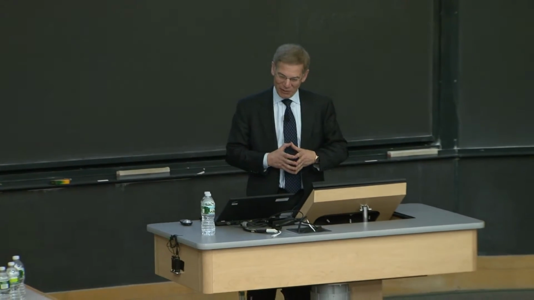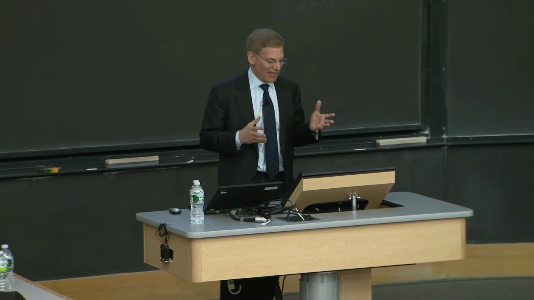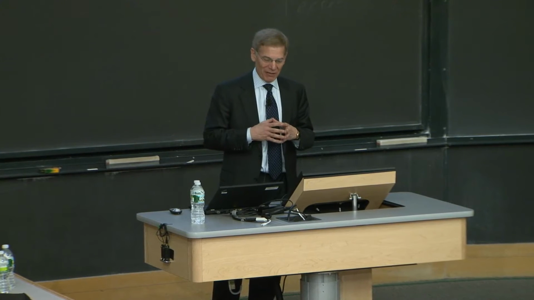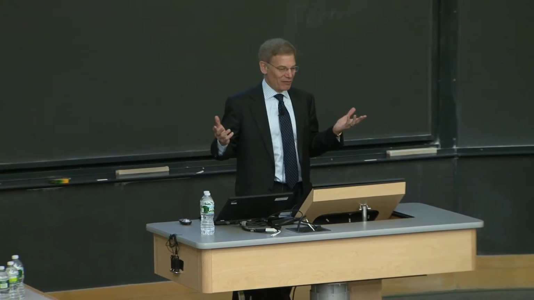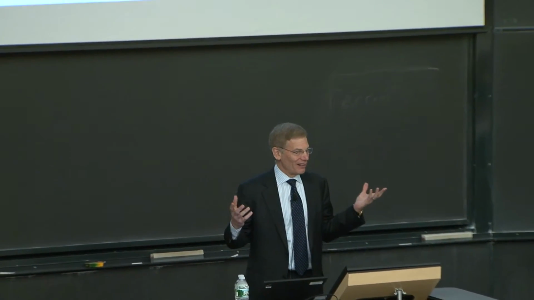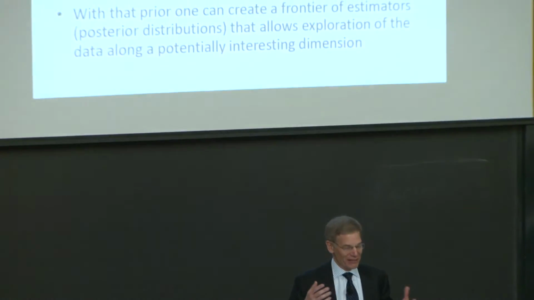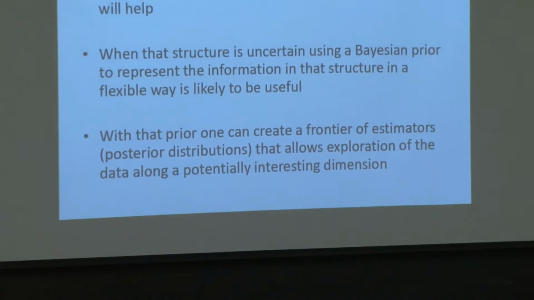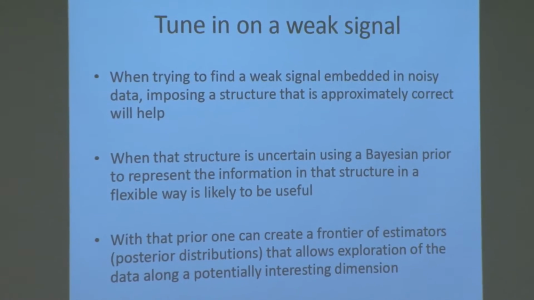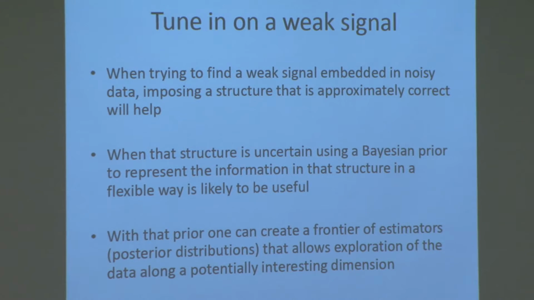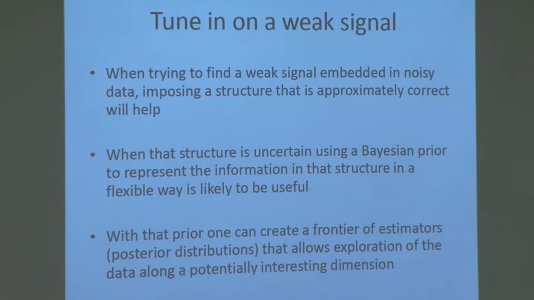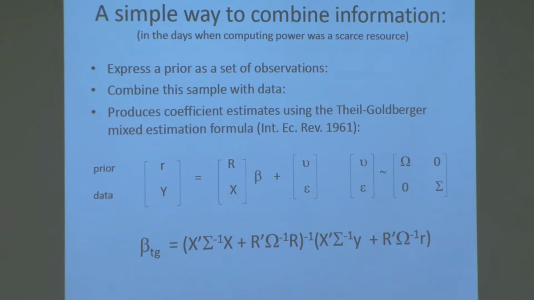So with that as introduction, I would say the basic idea is that in both of these applications, you're trying to find a very weak signal in noisy data. And so you're kind of trying to tune it in. And what the Bayesian prior does is it's a way of imposing a little bit of structure, but in a way, hopefully, that is more flexible than simply imposing a constraint or a fixed structure. And I think the applications will show how that works.